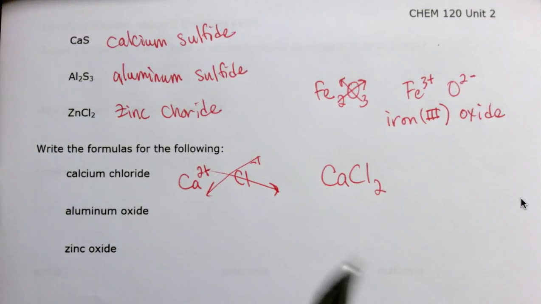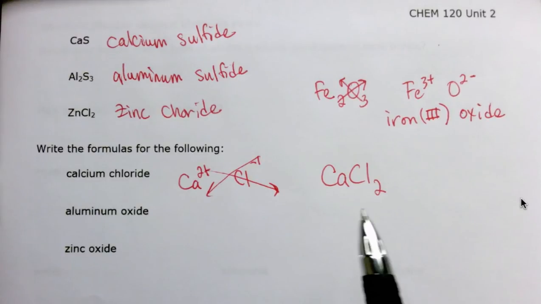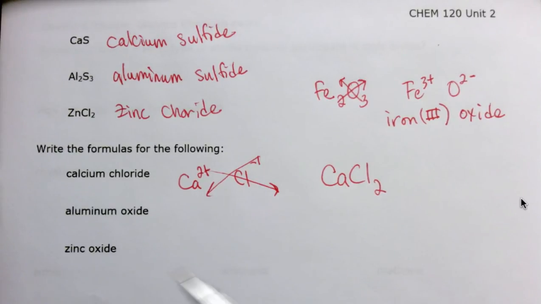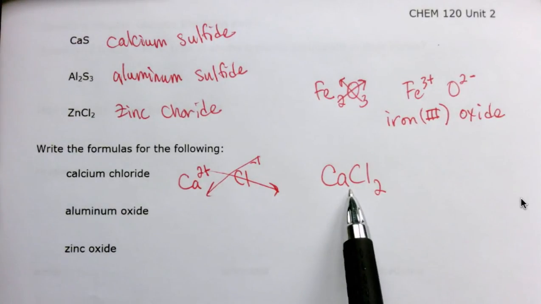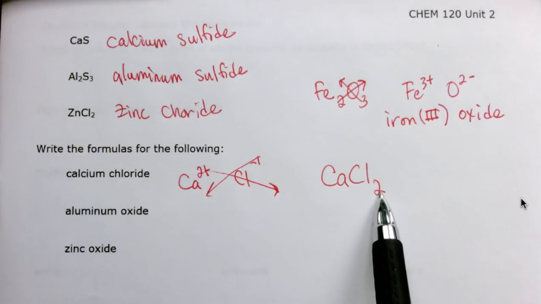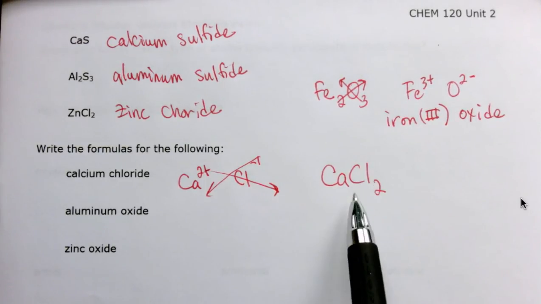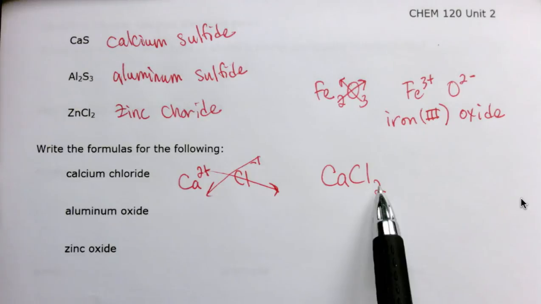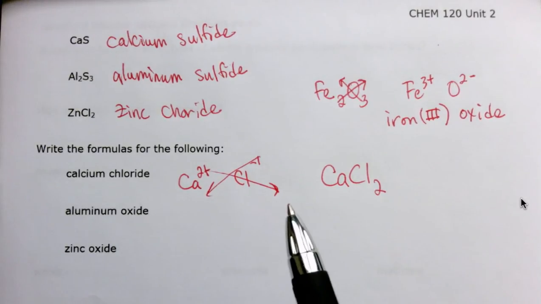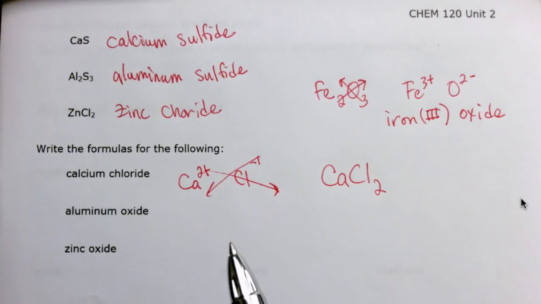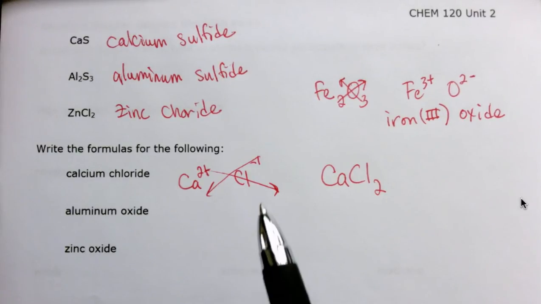But this cross and drop method is very handy for making ionic compounds neutral. The only time you have to be careful is if you can simplify them. And I'll show you an example coming up. But this can't be simplified because you have a subscript of 1 and a subscript of 2. So you can't simplify that any further. You have to have whole number subscripts.